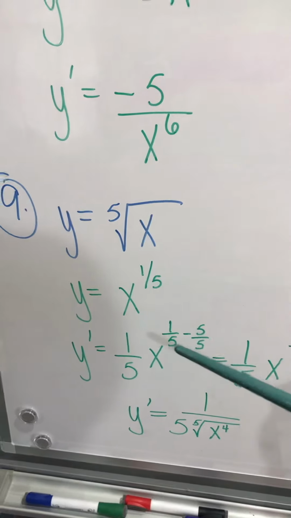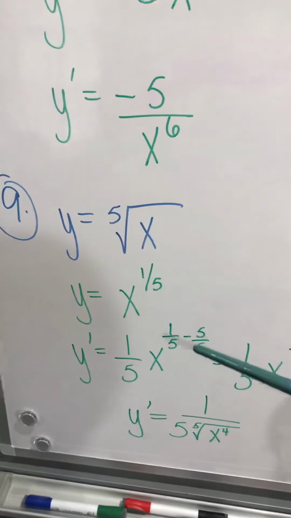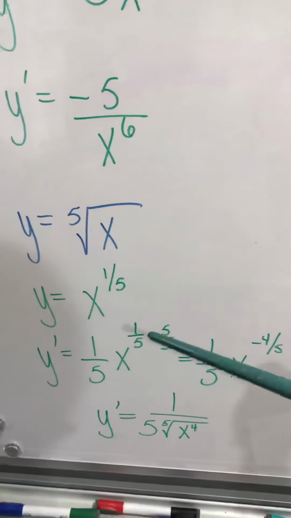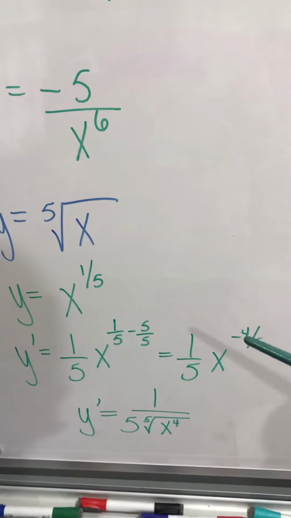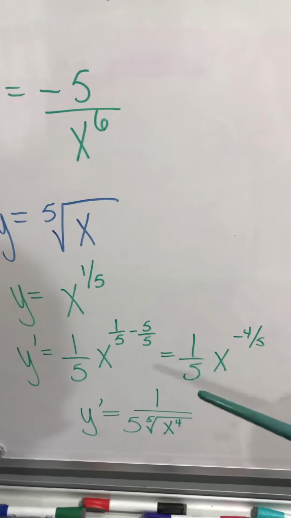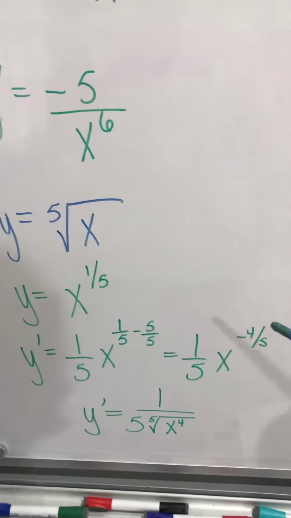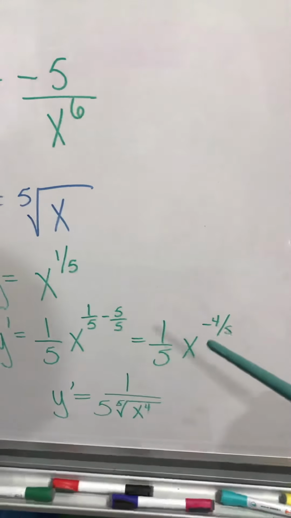So for those of you who struggle with fractions, you can make it like this: 1/5 minus 5 over 5. So subtracting 1. So the common denominator is 5, so you leave that alone. And then 1 minus 5 is negative 4. So your derivative is 1/5 x to the negative 4/5. I like to leave it this way, but you might see it simplified like on the exam.